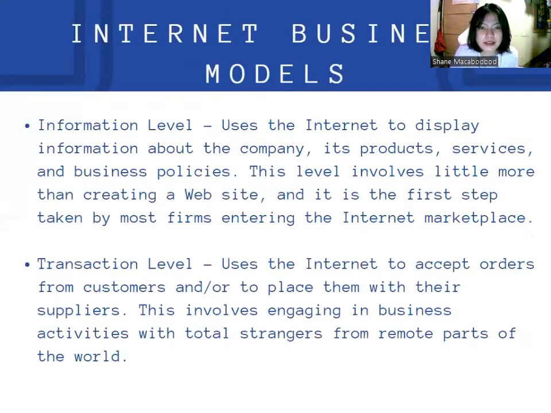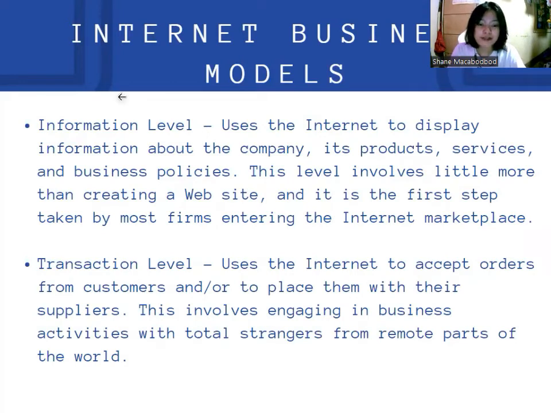So, next is the internet business model. So, the first is the information level. It uses the internet to display information about the company, its products, services, and business policies. This level involves little more than creating a website, and it is the first step taken by most firms entering the internet marketplace.